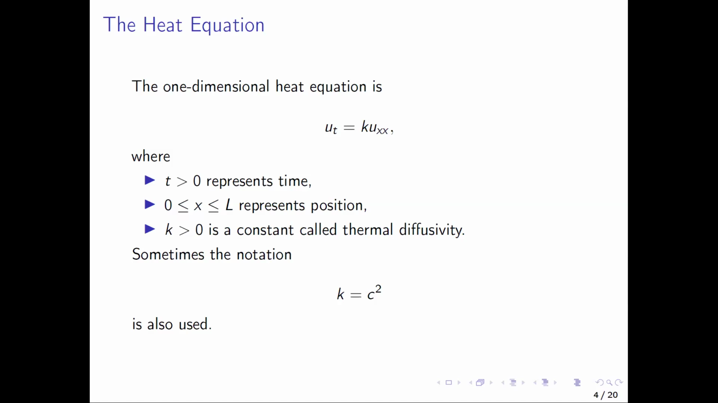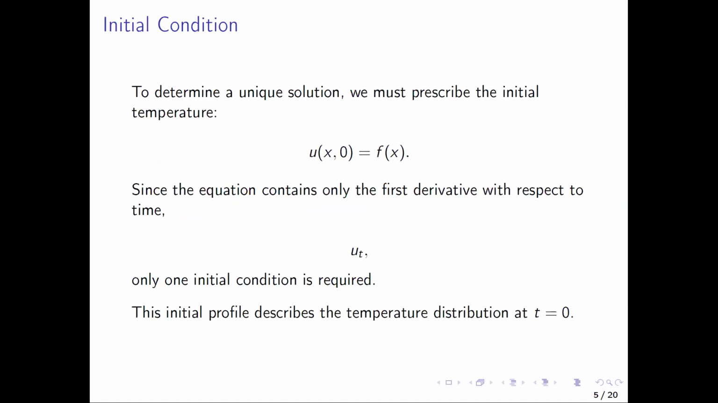So in a short time, in a small t value, the equilibrium will be reached. Some books use a notation since k is greater than 0 all the time, thermal diffusivity, then it can be shown by c square or some other square terms. Initial condition to obtain a unique solution. Actually, we must satisfy the initial temperature.